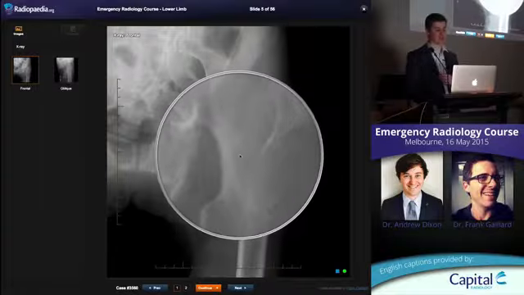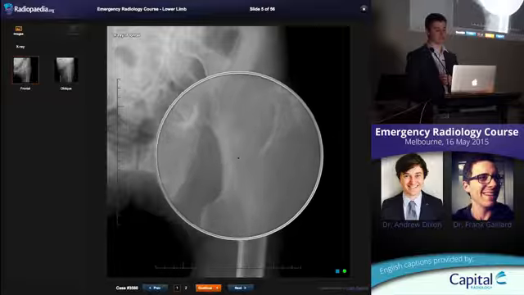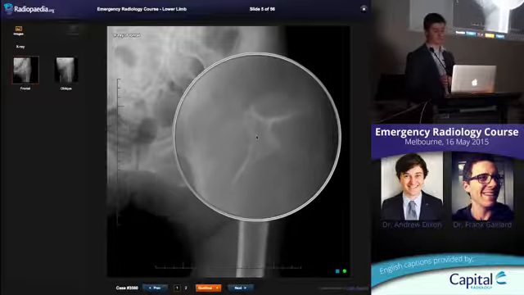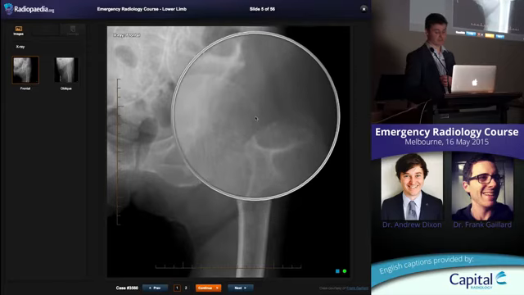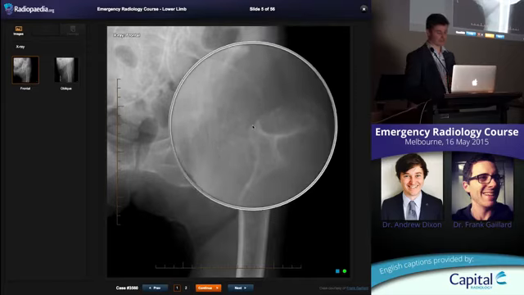The fractures can be very, very subtle. You can see this lucent line through here. How does that project? Pretty subtle on the screen for you. All right. And you might see a little bit of disruption of the cortex up here as well.